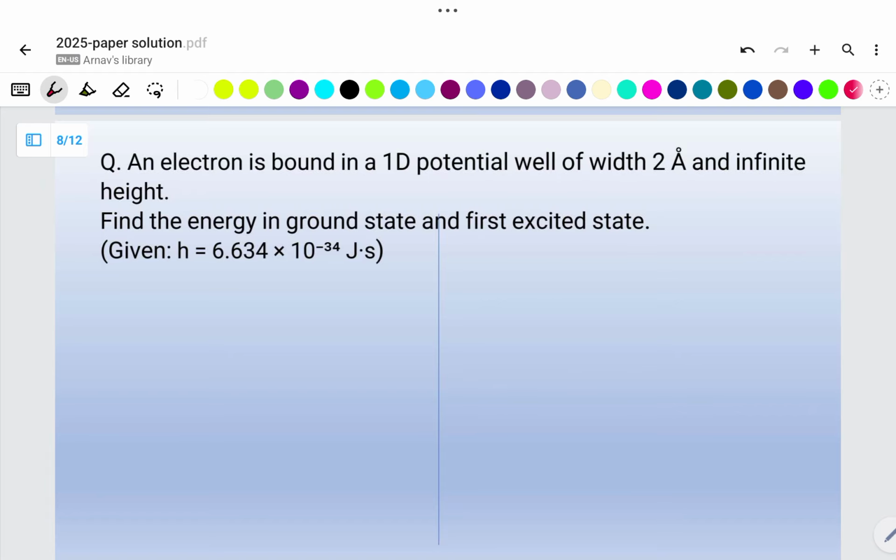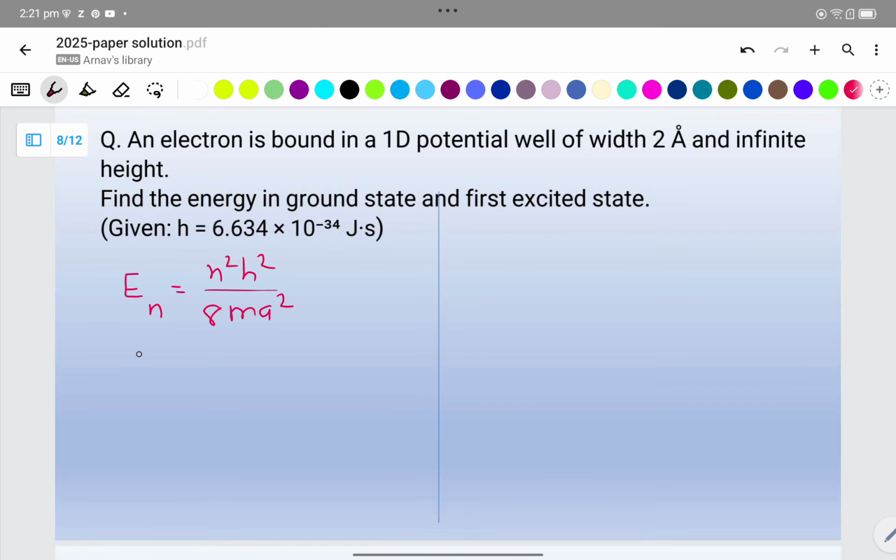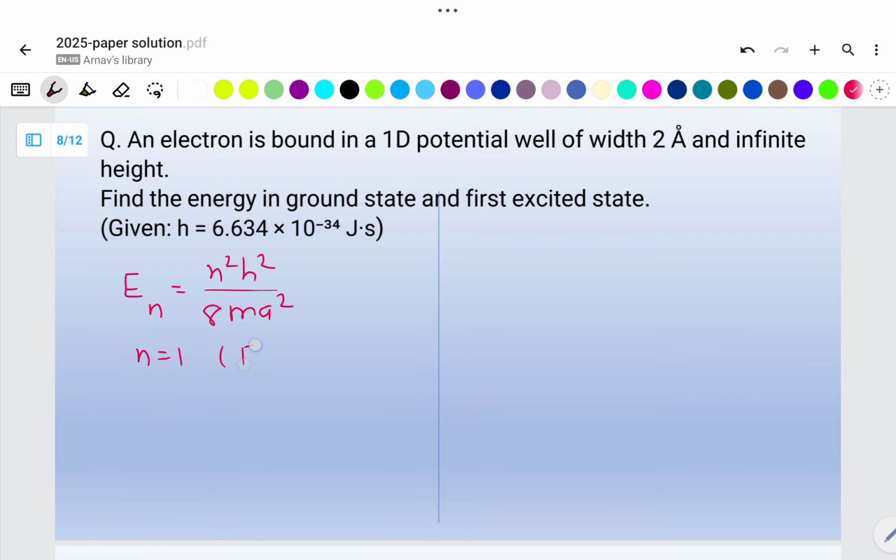An electron is bound in a one-dimensional potential well. We know the formula for the energy of an electron in a one-dimensional potential well of infinite height is n square h square upon 8ma square. For the ground state, we take n equals 1. So the formula for the ground state will be h square divided by 8ma square.